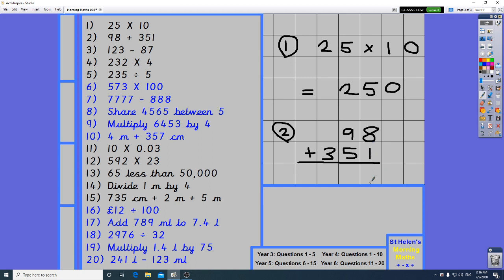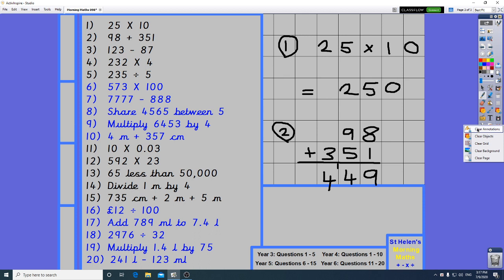8 plus 1 is 9. 9 plus 5 is 14. Make sure it says 14, not 41. And 3 plus a little 1 is 4. 98 plus 351 is 449. Pause if you need more time.